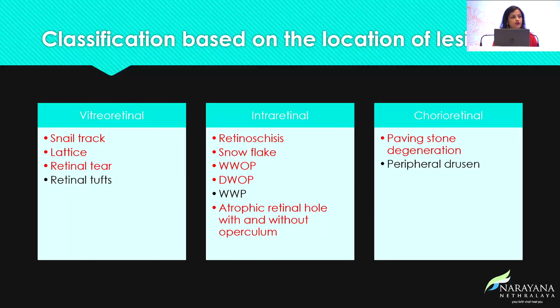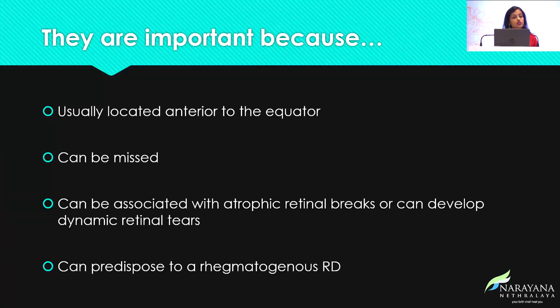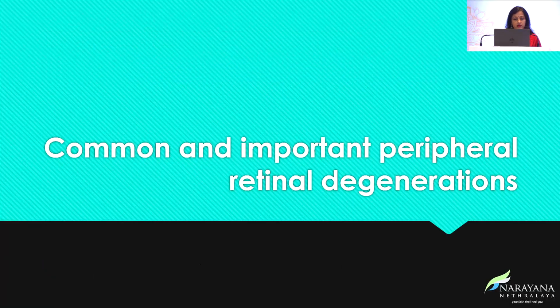Now, this is the classification, basically looking at the location of the disease, which of them can give rise to what sort of pathology is also very important. A lot of these you would have already seen. So, they are vitreoretinal, intraretinal or chorioretinal lesions. They are important because they are usually located anterior to the equator, which means for someone who is not very comfortable looking at the peripheral retina, you can miss them. They can be associated with retinal breaks. They can develop retinal dynamic tears when there is a vitreous tugging on the retina, and all of these can predispose to rhegmatogenous RDs.